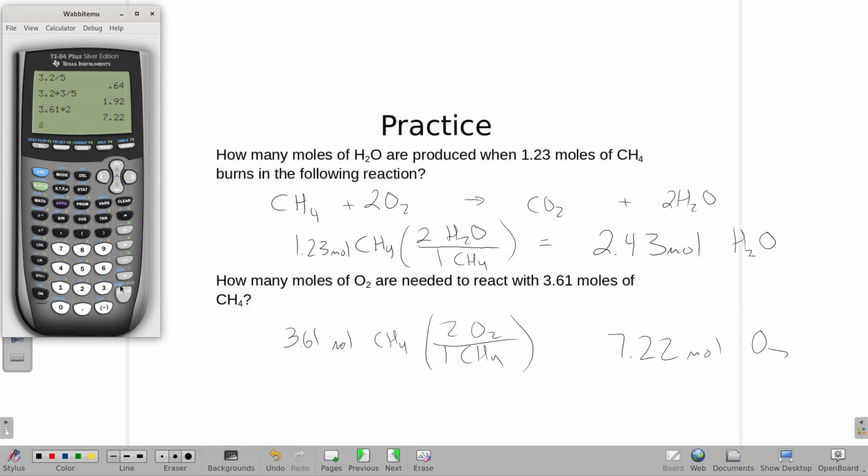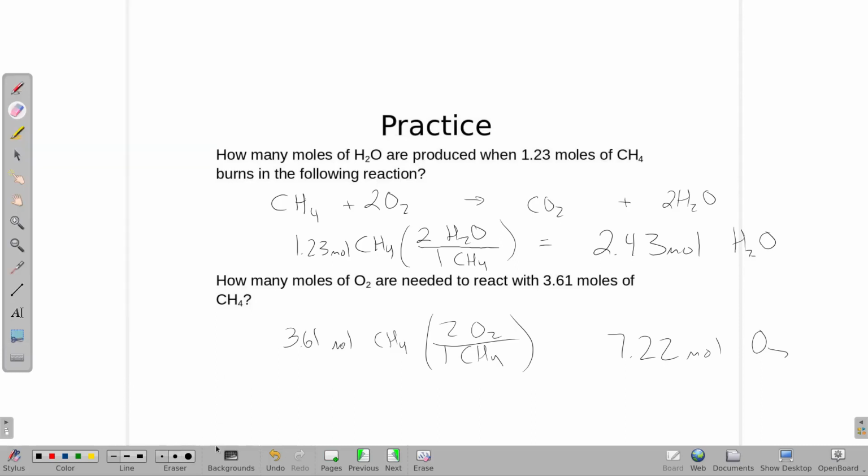Oh, I should have trusted it myself. I do need to make my 2's look better though, don't I? That looks terrible. If you didn't pick up on that, I'm having a weird little computer glitch there.